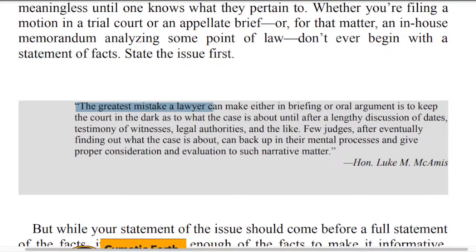The greatest mistake a lawyer can make, either in briefing or oral argument, is to keep the court in the dark as to what the case is about until after a lengthy discussion of dates, testimony of witnesses, legal authorities, and the like. Few judges, after eventually finding out what the case is about, can back up in their mental processes and give proper consideration and evaluation to such narrative matter. And that comes from the Honorable Luke M. McCamus.